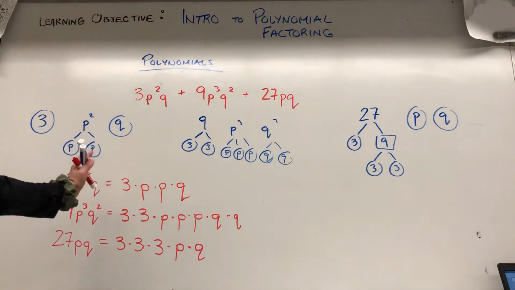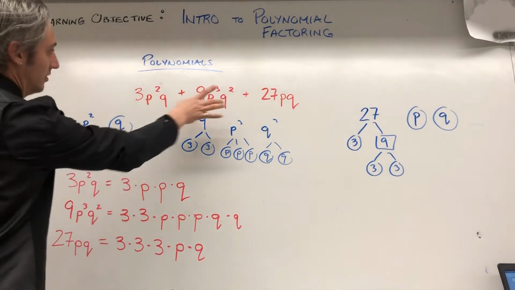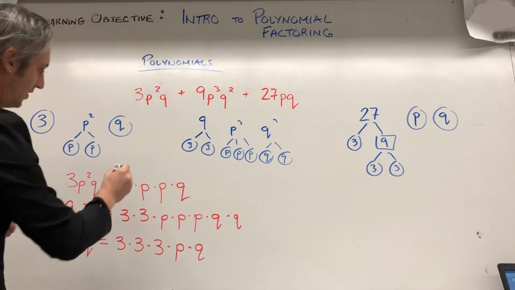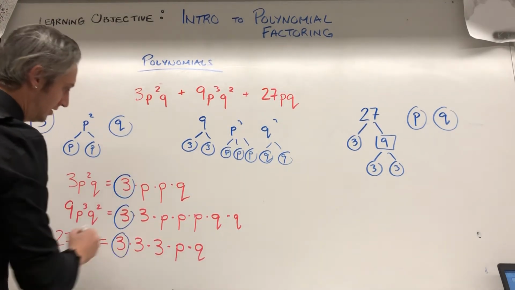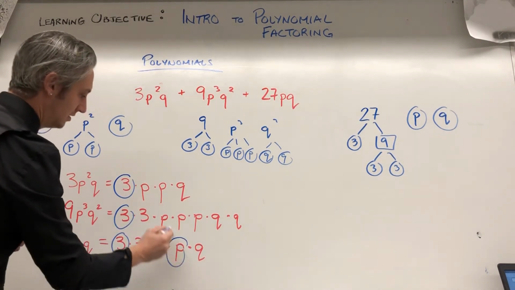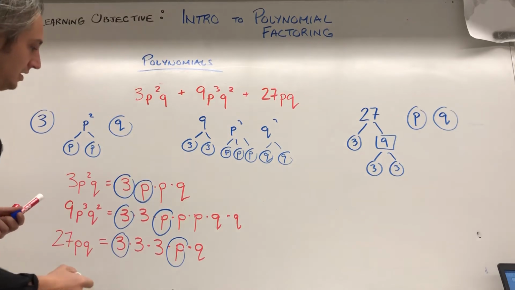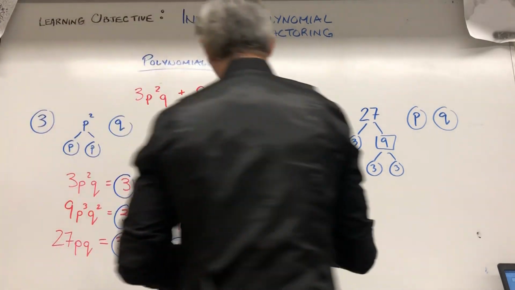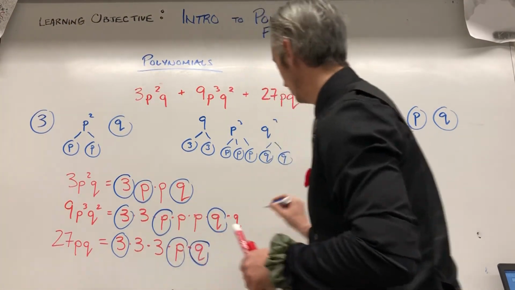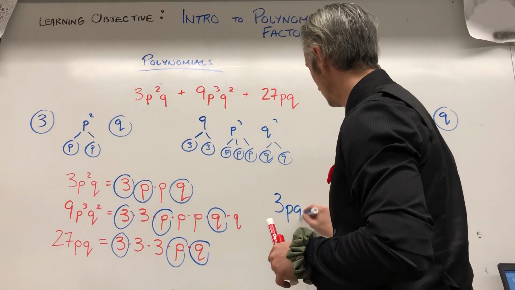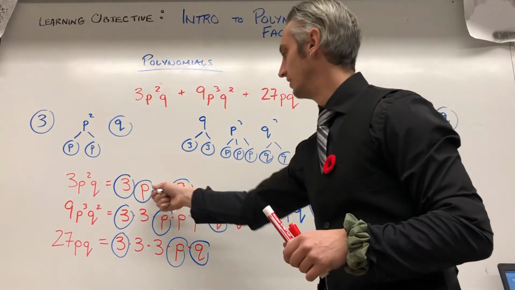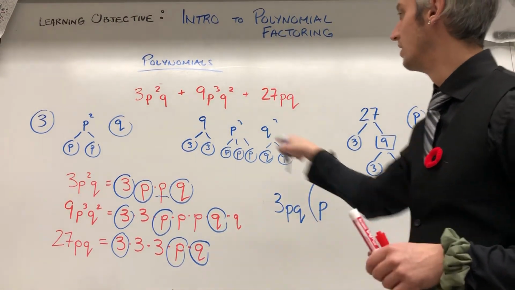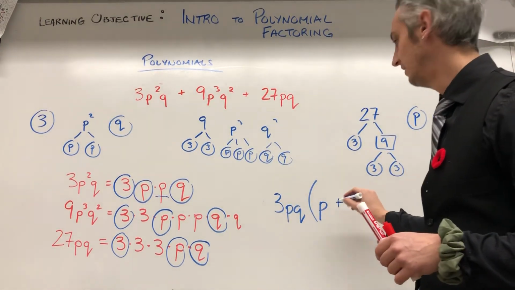Okay? And now I look at my factor trees for all 3 terms in my trinomial. And I can see that I have one 3 in common across all 3. I have one p in common across all 3, and I have one q in common across all 3. So I pull out 3pq, and then I open my bracket. It's going to be times p in the first one. Whatever's left is my p. So 3pq times p is 3p²q, which is what it should be.